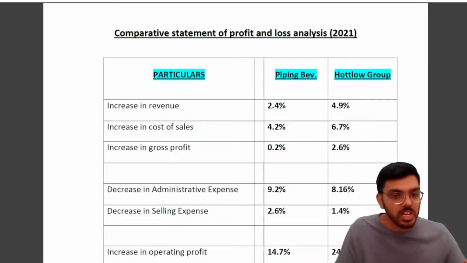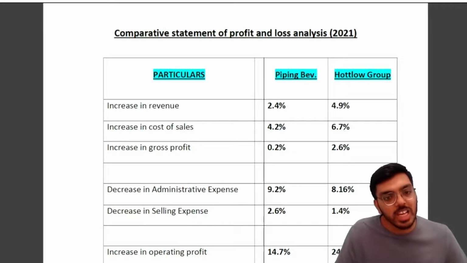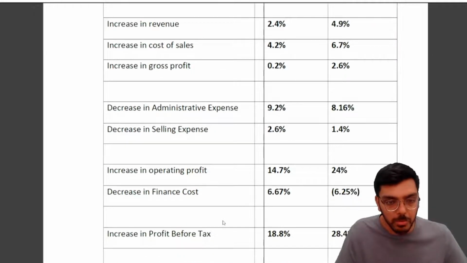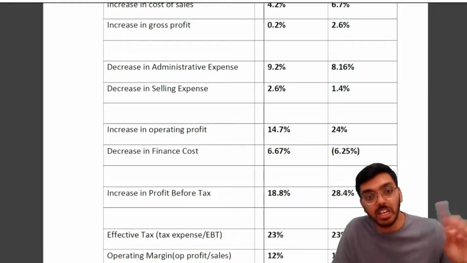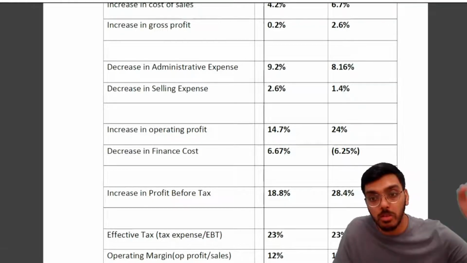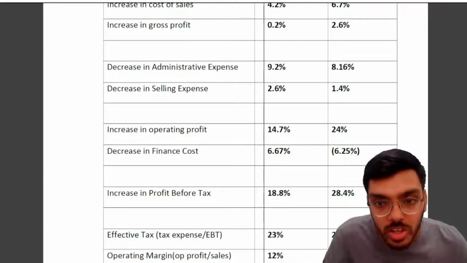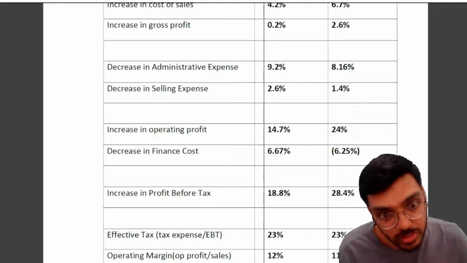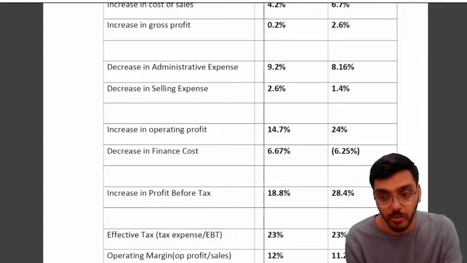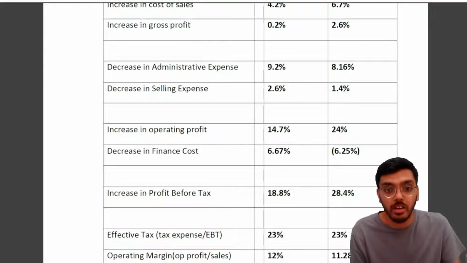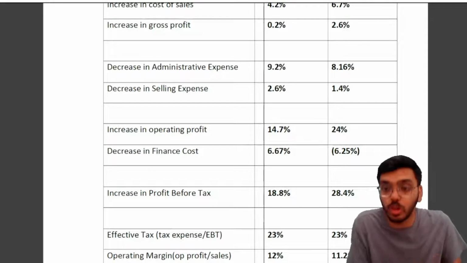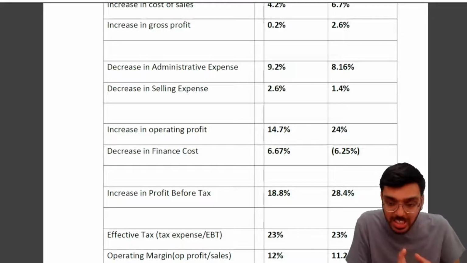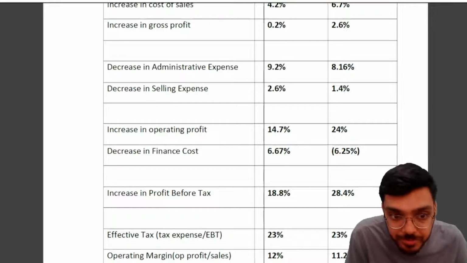Admin expenses decreased for both companies. Selling expenses decreased for both companies. Operating profit for Piping was 14.7, but for Hotlo it came up to 24%. So they are more profitable than us as well. If you look at the operating profit, they are higher than us. They're able to control their operating expenses in a better way.